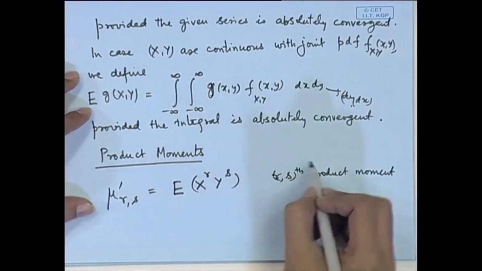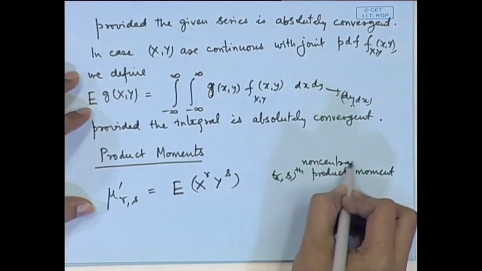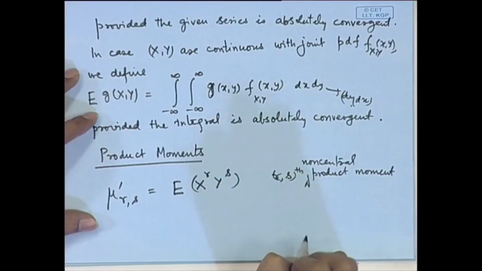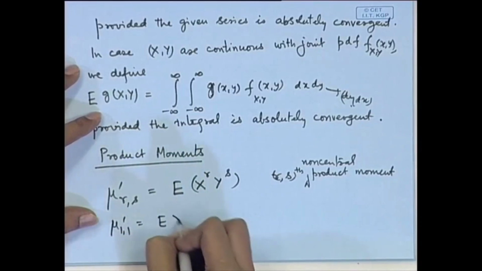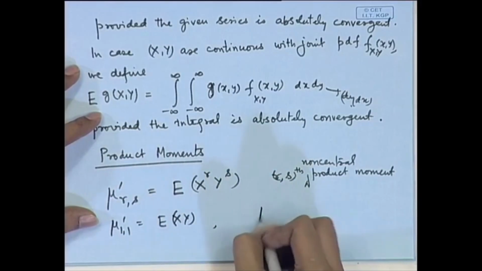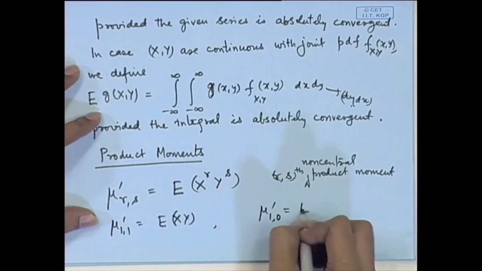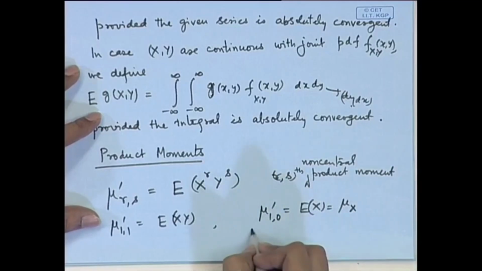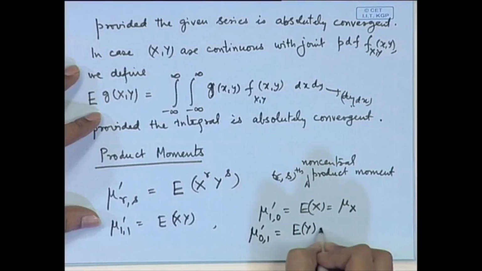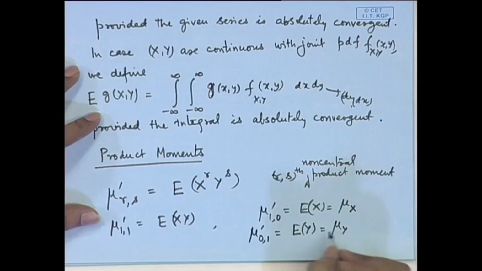Now, this is a non-central moment. As we had seen in the univariate case also, we can define central and non-central moments. So, in particular we can consider mu_11 prime, that is equal to expectation of x into y. If we consider mu_10 prime, that is expectation of x, that is the mean of x or the expected value of the random variable x. Similarly, if we consider mu_01 prime, that is equal to the expectation of random variable y.